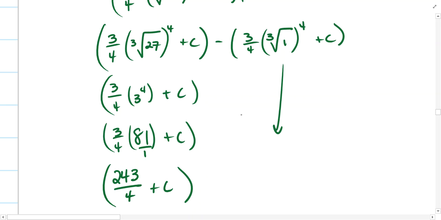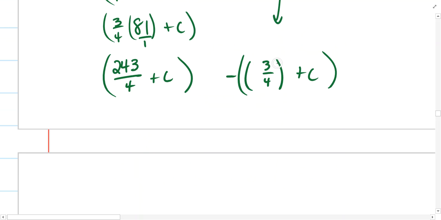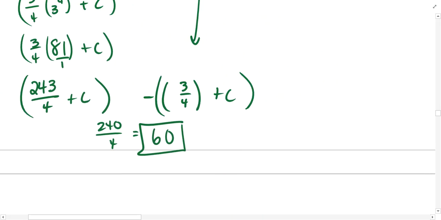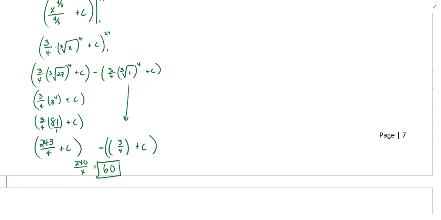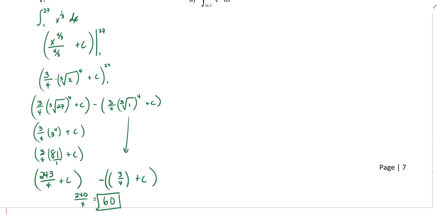And now I'll fill in the blanks here, and mental math would be appropriate. The cube root of 1 is 1. 1 to the fourth power is still 1. 1 times 3/4 is 3/4 plus c. And as we subtract those two, 243 minus 3 is 240 over 4. The c values cancel. This c and this c are exactly the same, so when we subtract them, they disappear. And 240 divided by 4 is 60. So a bit of mental stretching is necessary there, maybe stressing too. But again, it's manageable, I feel.